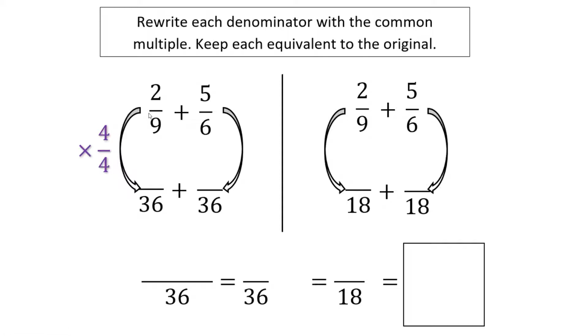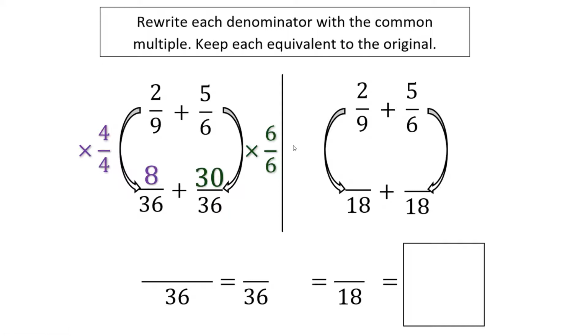So 9 times 4 is 36. Therefore, we have to do 2 times 4 to keep it equivalent, and we get 8. And then on the right side, 6 times 6 is 36. So we're looking at what happened to the denominator. Whatever we did to the denominator, we need to do the same to the numerator.